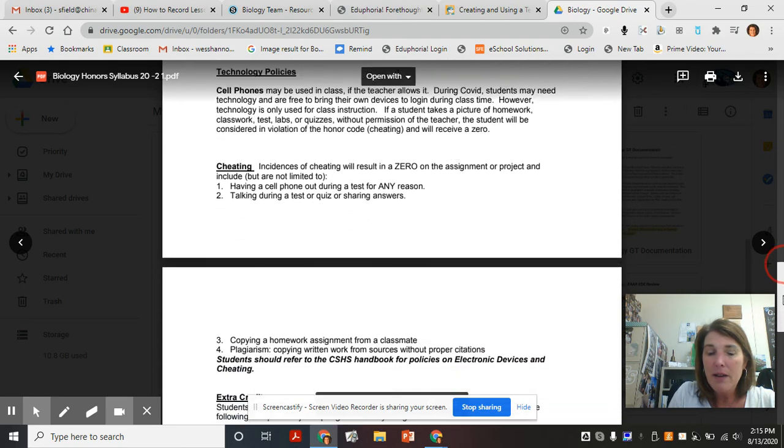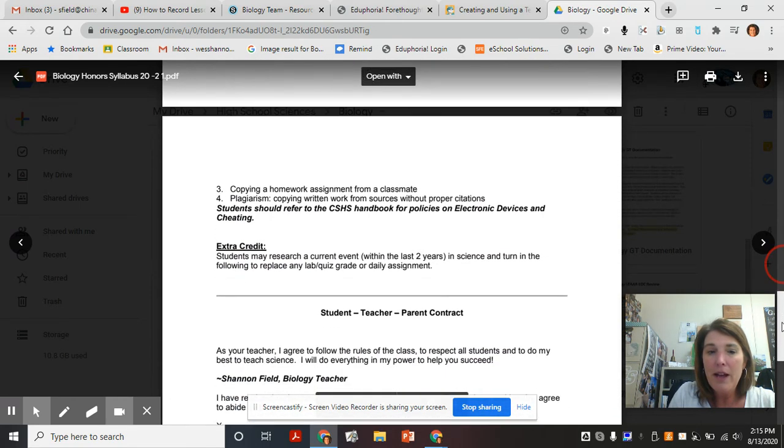Okay, I think I've kind of gone through, I had one more to go. See, that's why I have this cheat sheet in front of me.